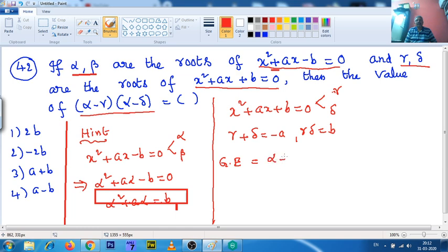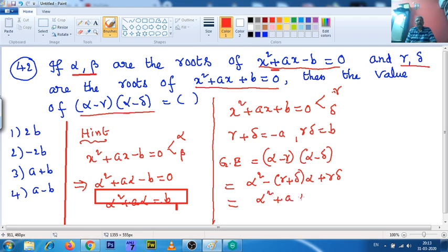that is alpha minus gamma into alpha minus delta. So, let it be simplified. So, alpha square minus we get here gamma plus delta into alpha plus gamma delta, you can check it. So, instead of gamma plus delta we can replace minus a, gamma delta b. So, we get alpha square plus a alpha plus b.